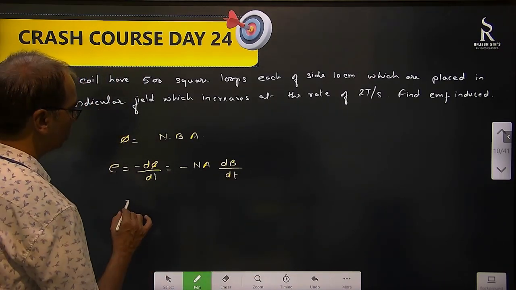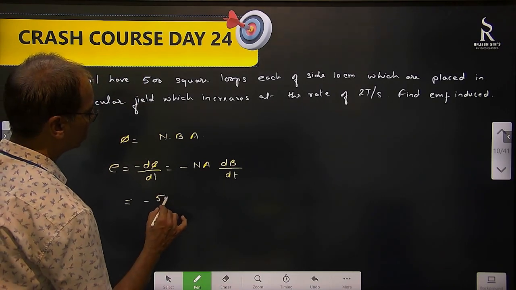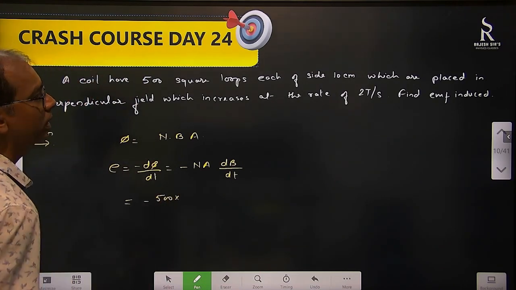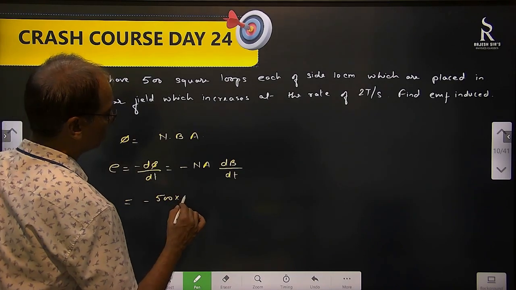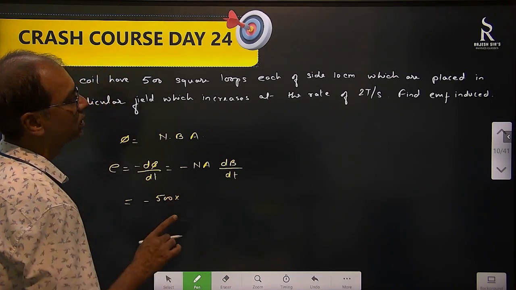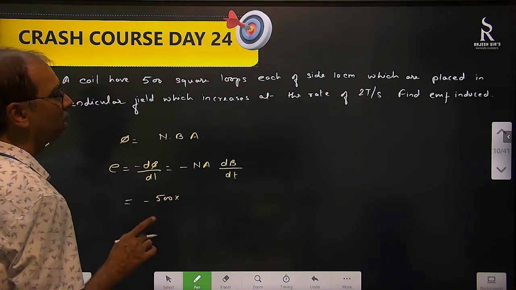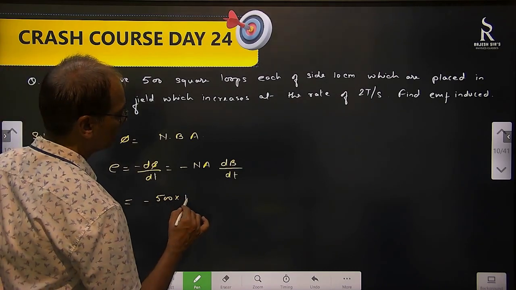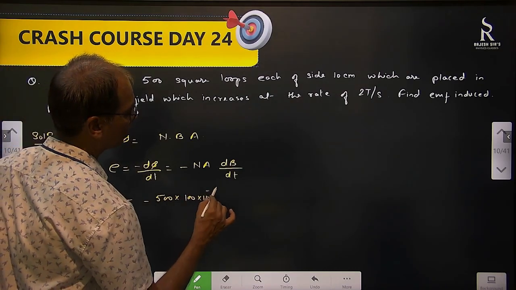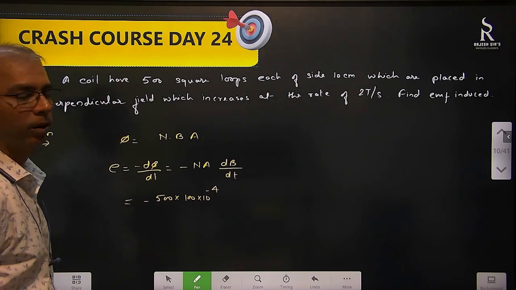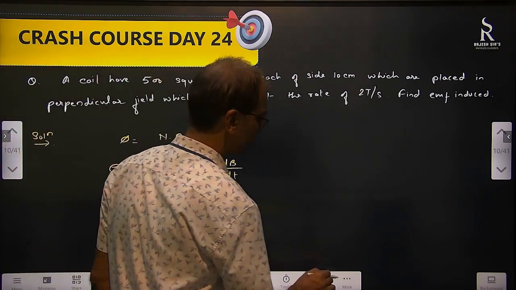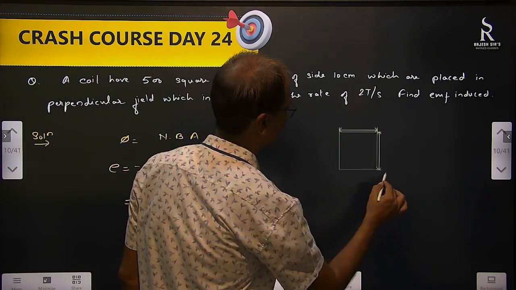Okay, then let's put the values. This is 500. Area is what? Each side is 10 centimeters, so area is 100 centimeters squared. So 100 into 10 to the power minus 4. Okay, it's a square loop of side 10.